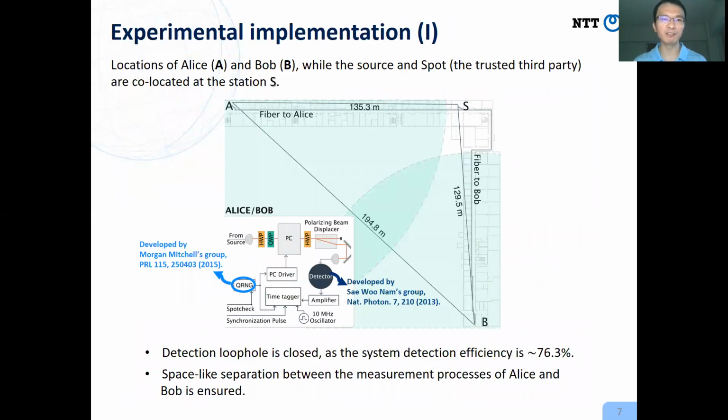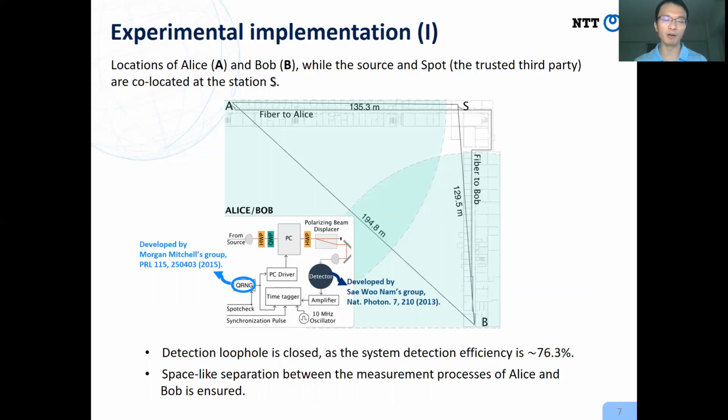Next, let me briefly describe our experimental implementation of the protocol. We use a loophole-free Bell test configuration. In this configuration, Alice and Bob are far away from each other, so that Alice's measurement outcome is space-like separated from Bob's setting choice in the spot checking trial. Hence, we can close the locality loophole for spot checking trials.